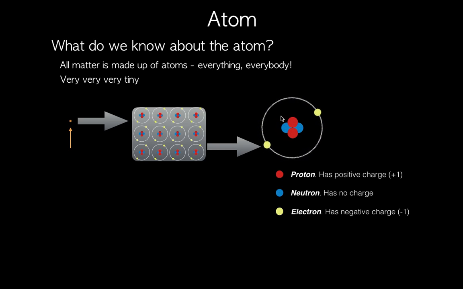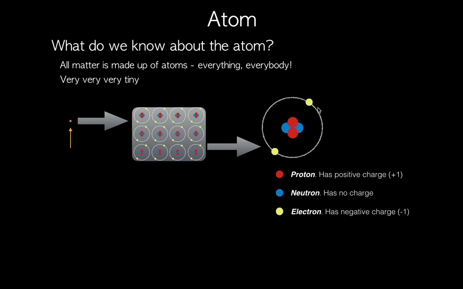So at the center of the atom, we have the protons and the neutrons. The proton has a positive charge, the neutron has no charge, and the electron revolves around this center at great speeds and it has a negative charge.